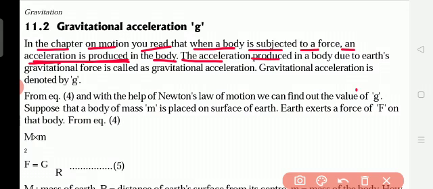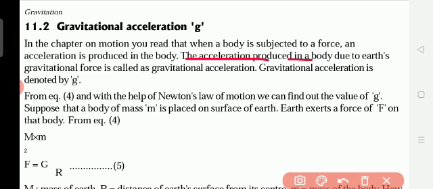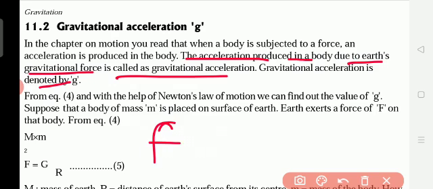The acceleration produced in a body due to the Earth's gravitational force is called gravitational acceleration. Underline this point. Some movement produced in a body due to the Earth's gravitational force is called gravitational acceleration. Gravitational acceleration is denoted by small g. And from equation 4, this is the one: capital F is equal to G m1 into m2 by r square.